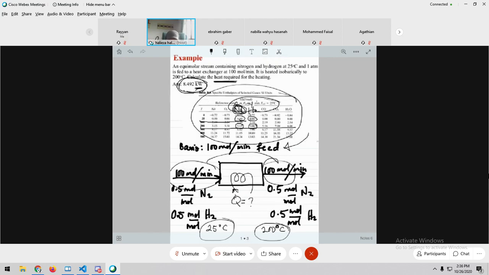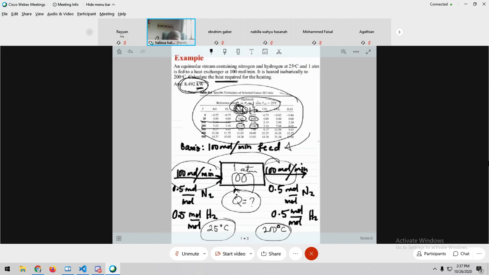Second thing, draw your block diagram. Label whatever is given, and label whatever is unknown too. In this case, the unknown is the amount of heat that you need to supply. You list down the temperature. You are operating at 1 atm, so put down the pressure. Your temperature coming in and your temperature coming out is given, so jot it down.